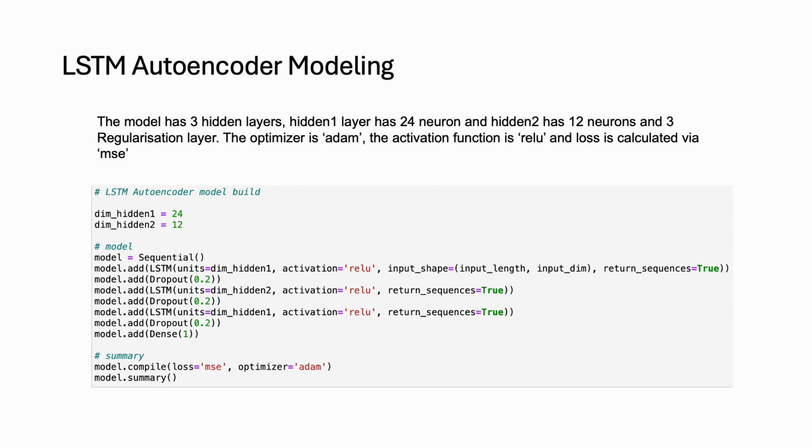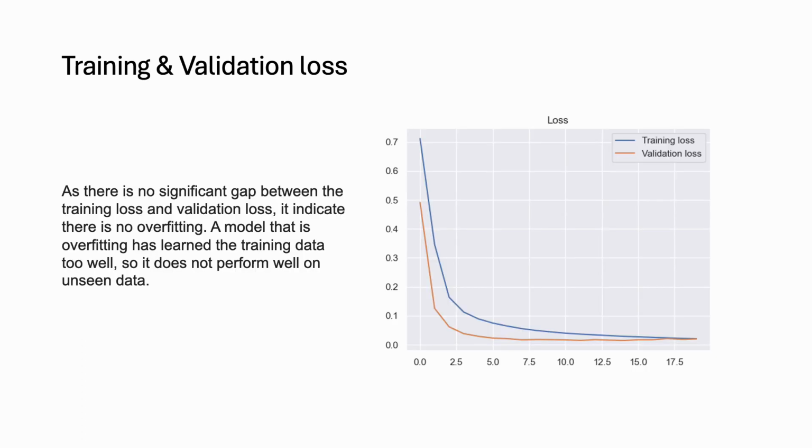The next step is to actually run it and then evaluate it. After we have run the model using the training set and then evaluated it against the test set, we can then plot the training loss against the validation loss. Now from this plot, we can see that there is no significant gap between the training loss and the validation loss, which indicates that the model is good and there is no overfitting.